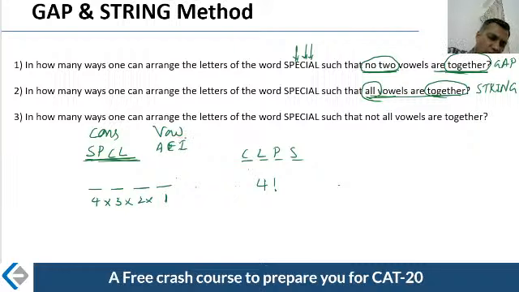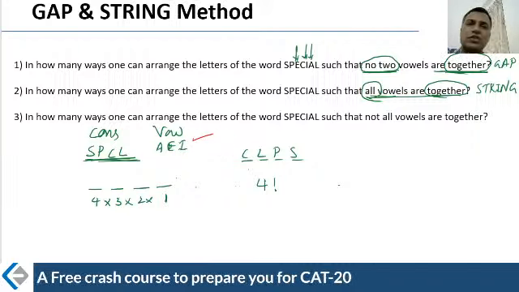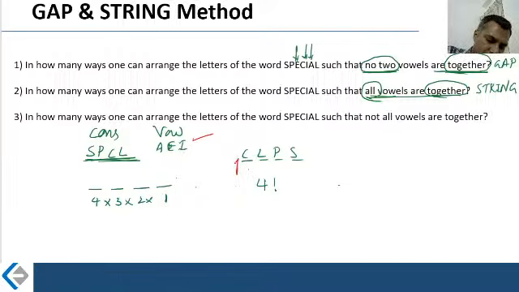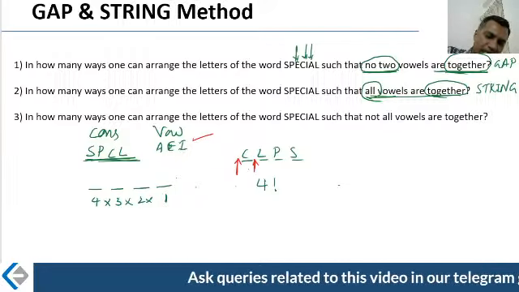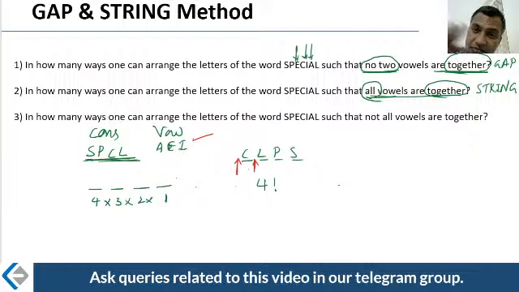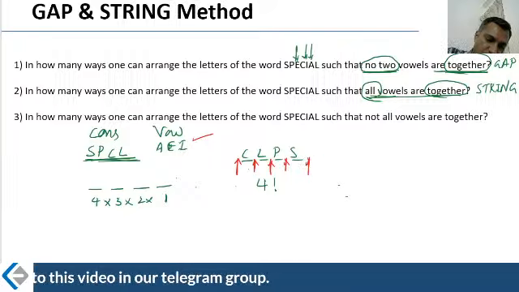Now look, vowels, no two vowels are together. If the vowels are not together, what is separating them? Consonants are separating them. Therefore, a vowel can be inserted here. Guys, there is no gap as of now. I'm saying that you can insert a vowel here, here, and here.